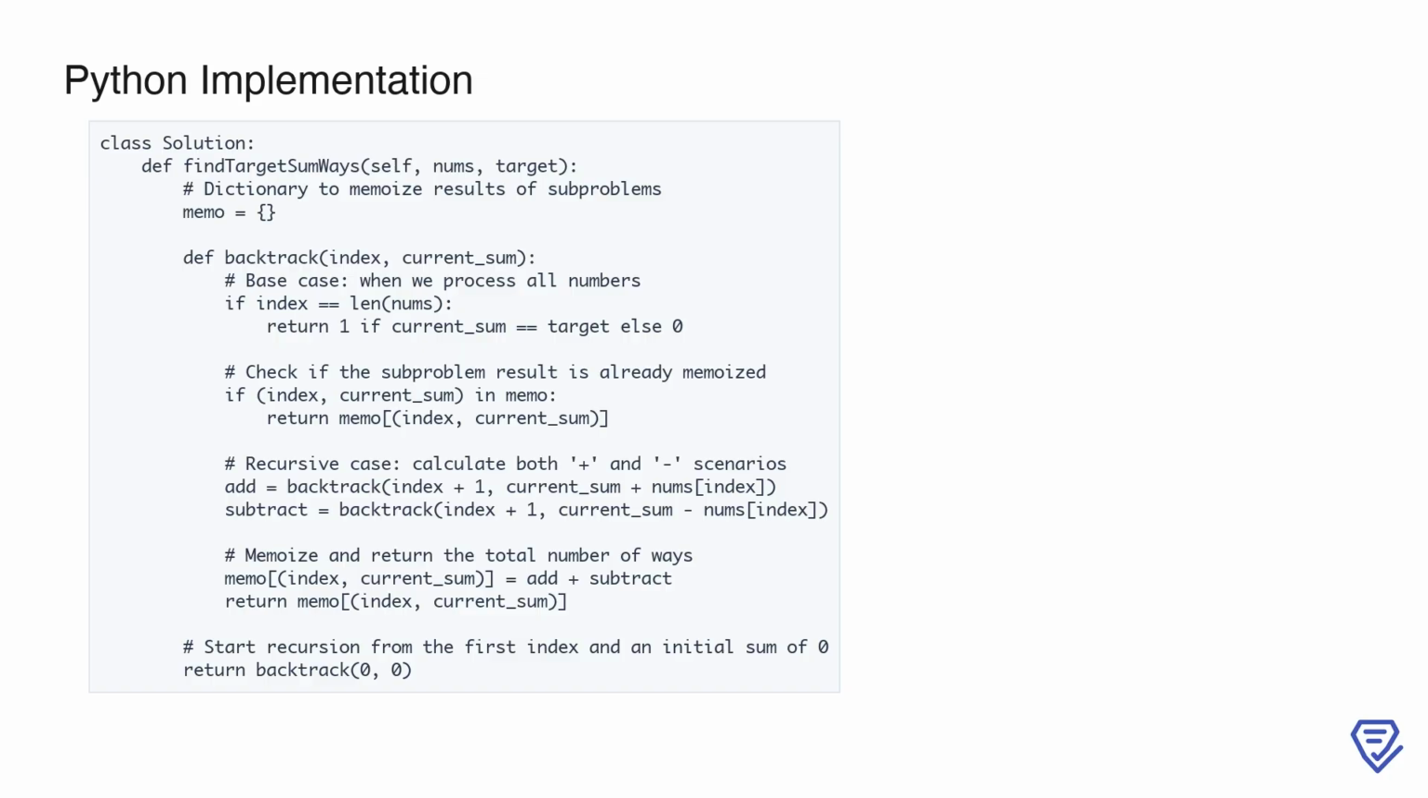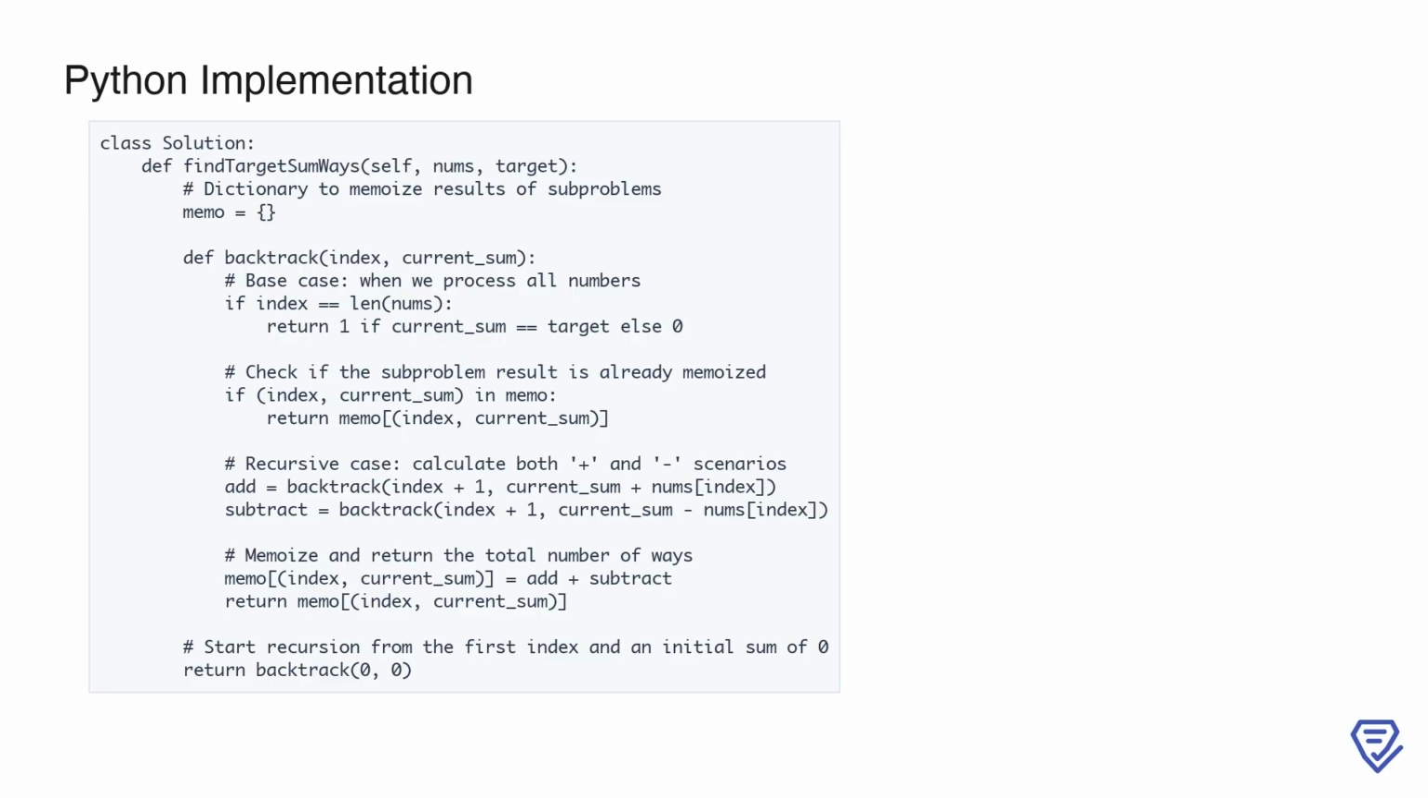5. Recursive calls. The function computes the results for both adding and subtracting the current number. It recursively calls itself with index plus 1 and updates current_sum accordingly. 6. Store results in memo. After calculating the total number of ways, by summing the results of add and subtract, the result is stored in memo for future reference. This ensures that overlapping subproblems are solved only once, improving efficiency. 7. Driver function. The recursion is initiated with index equals 0 and current_sum equals 0. The final result is returned, representing the total number of ways to achieve the target sum.